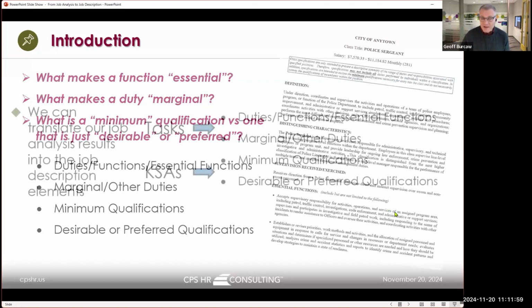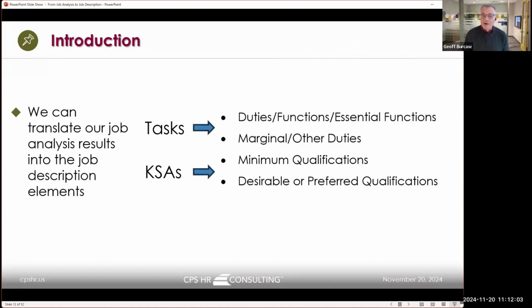Well, not surprisingly, you probably figured out this is where I'm going. We can use our job analysis results to help define that. We've got our tasks. Remember, we've got a big long list of tasks that we've identified in our job analysis with an indication of which ones are most important, which ones are most frequently performed. We can use that information to identify what's essential and then what duties would be marginal. And I'll show you how to do that. And then we've got our KSAs. We have a big long list of KSAs with an indication of which ones are most important and which ones are needed upon hire. We can use that to determine what's a minimum qualification versus what's a desirable qualification.